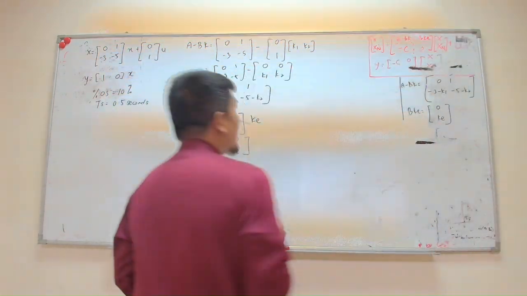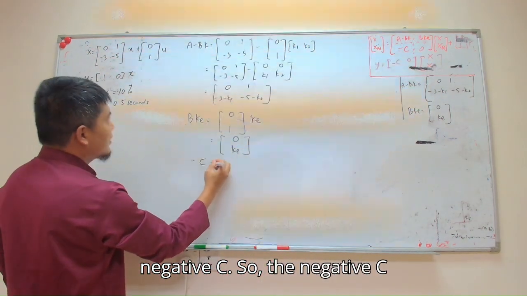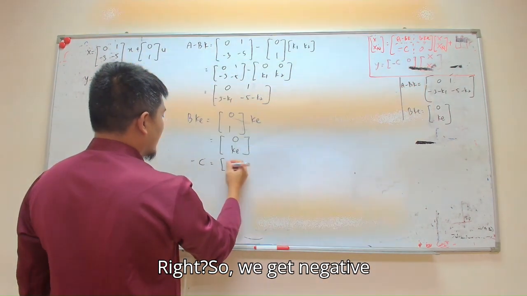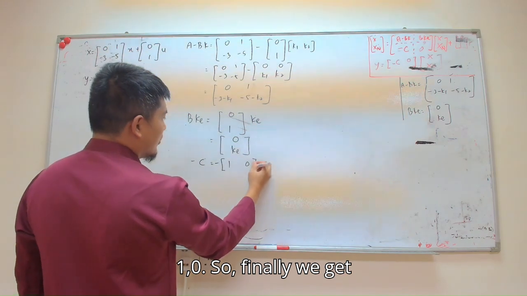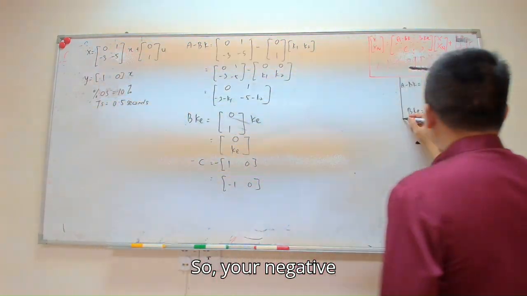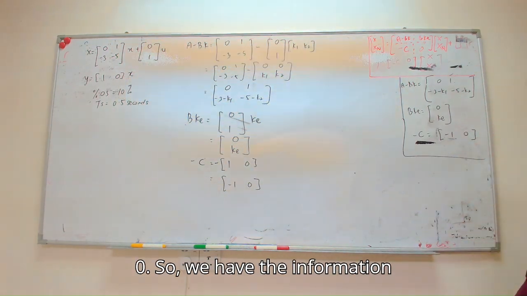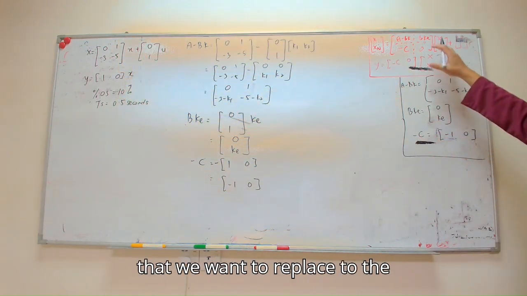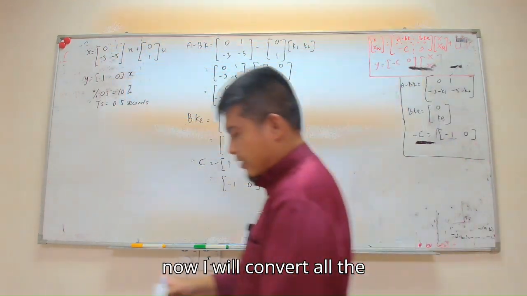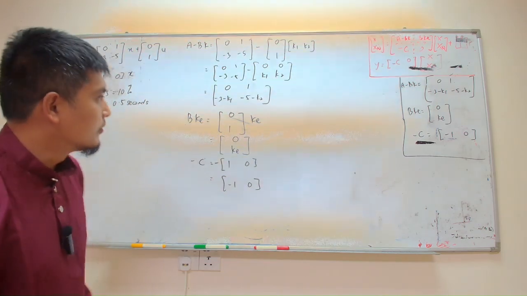And then finally, you need to find negative C. C is [1, 0], so you just negate it, and finally you get negative C as [-1, 0]. So we have the information needed to replace into the system with the integral controller. Now I will convert all the information to this structure.